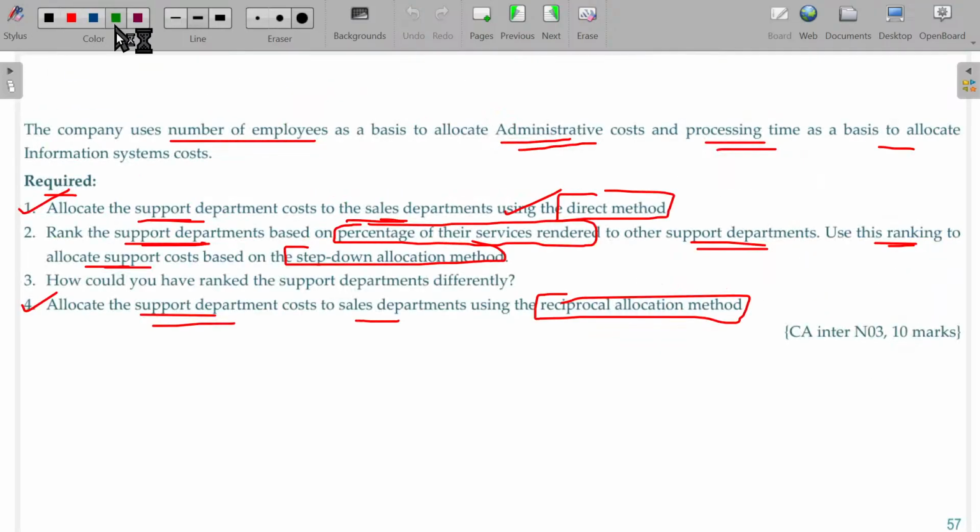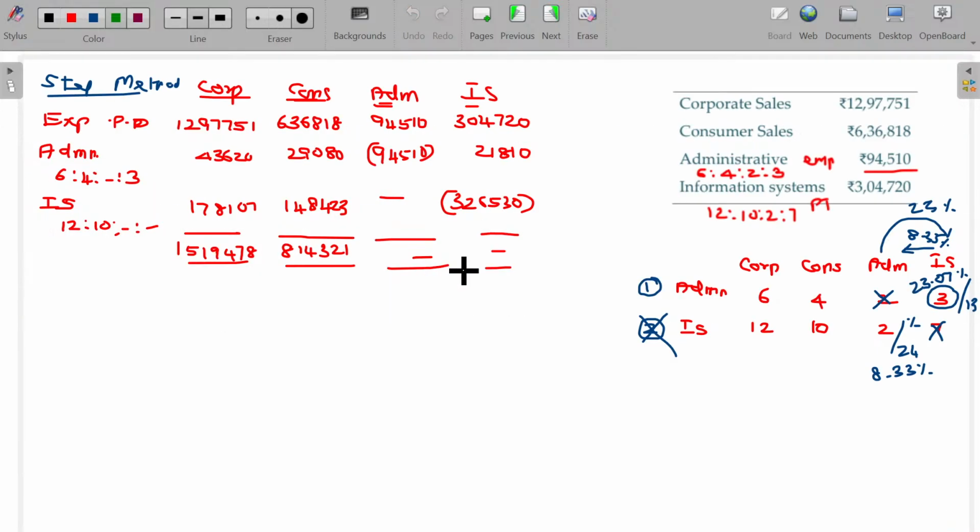In the next step, how could you have ranked the support departments differently? Is there any possibility of ranking it differently? Yeah, of course, it is also possible. Admin to IS being 23.07%, but IS to admin is 8.33%. You think IS is supporting insignificantly, so rank this one first and second. But you can now compare absolute value.